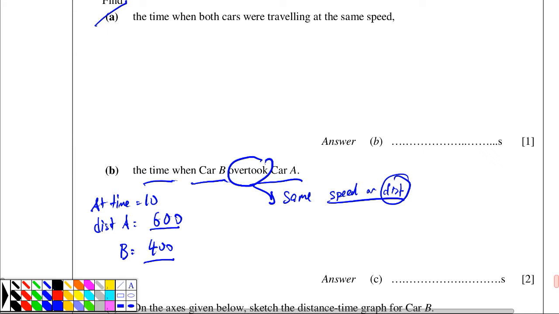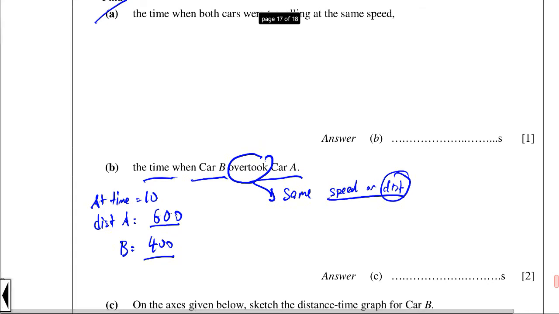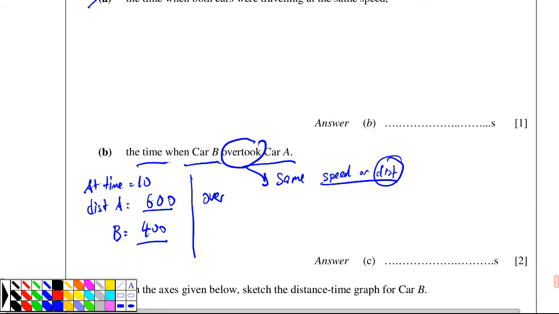So in this case, did B overtake? B not yet, right? Because B is still below. Travel distance shorter than A. So it hasn't overtaken yet. So it is after 10. That means after they overtake, after time equals 10. Then how do I do?